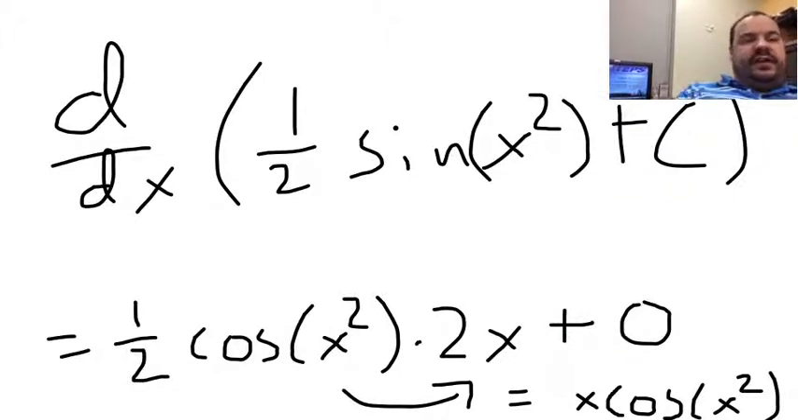And now if I cancel the 1/2 and 2, they become 1, and I bring the x out front, I get x cosine x squared, which was my original integrand. So that shows that I have the right answer, that it really is an antiderivative of what we began with. And so that is one example of how to use w substitution to make integration easier.